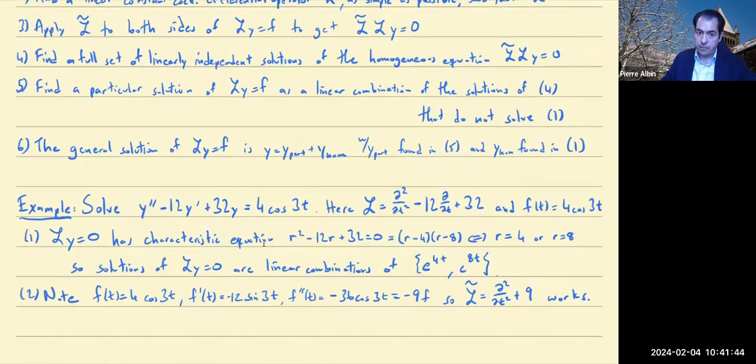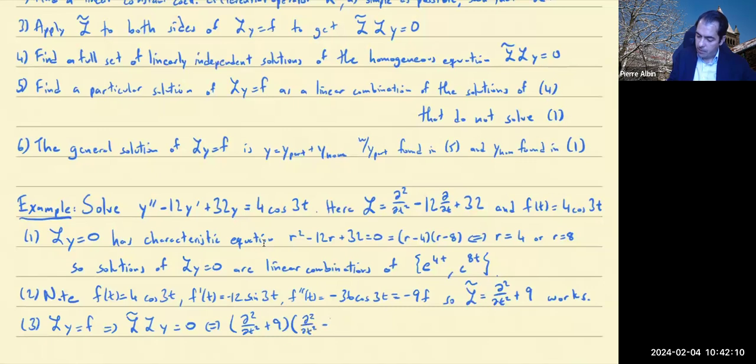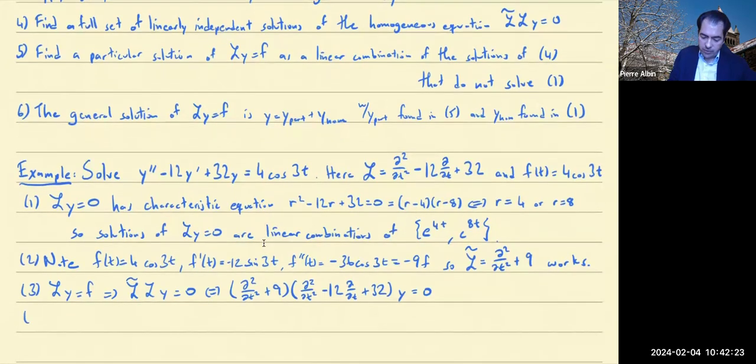Then step three is just to notice that if Ly is equal to f, then L tilde of Ly is equal to 0, which in this case is (d/dt squared plus 9) times (d/dt squared minus 12 d/dt plus 32) applied to y is equal to 0. Then step four is to solve this homogeneous equation, L tilde L y equal to 0.